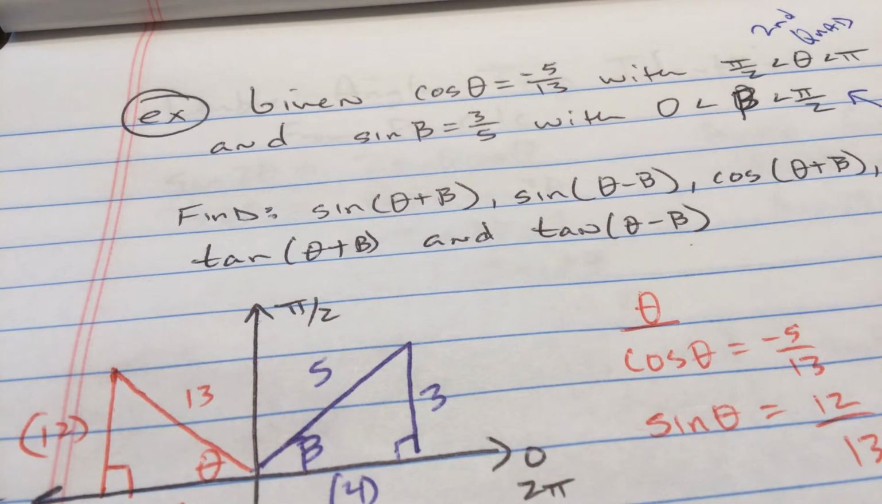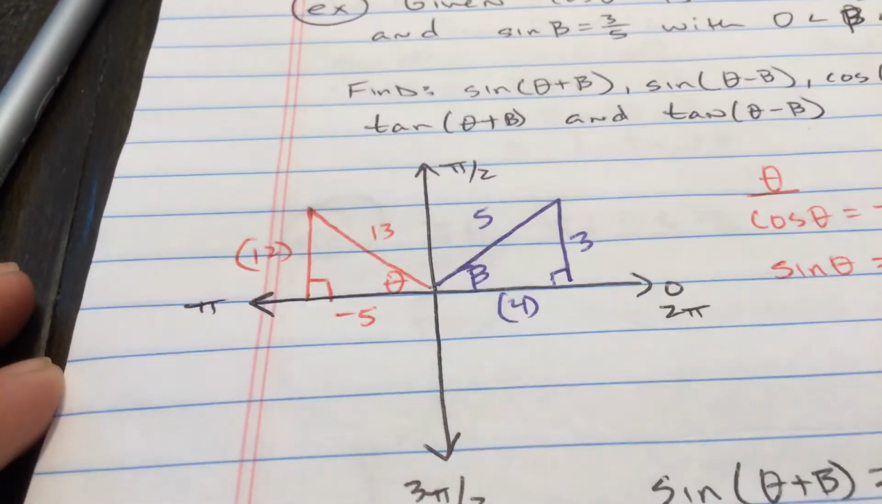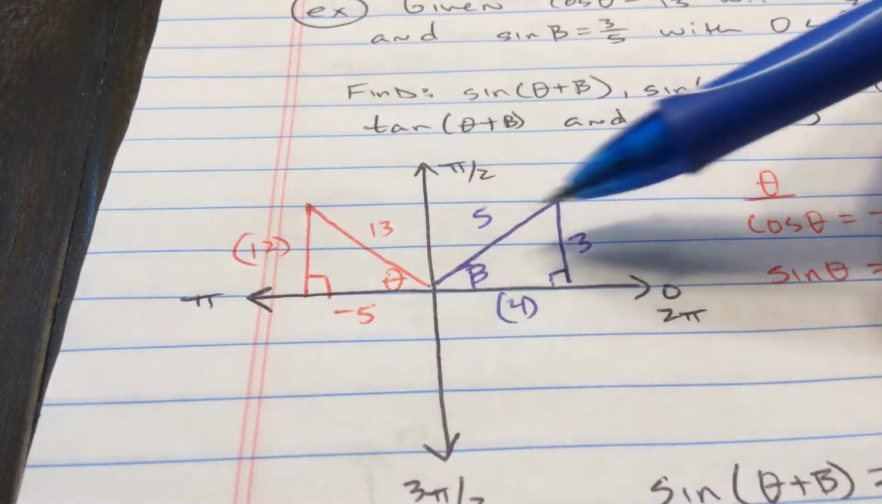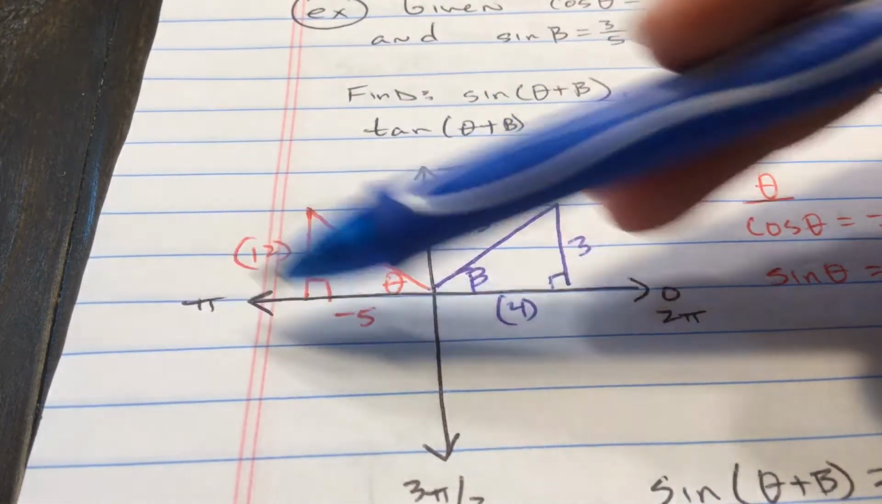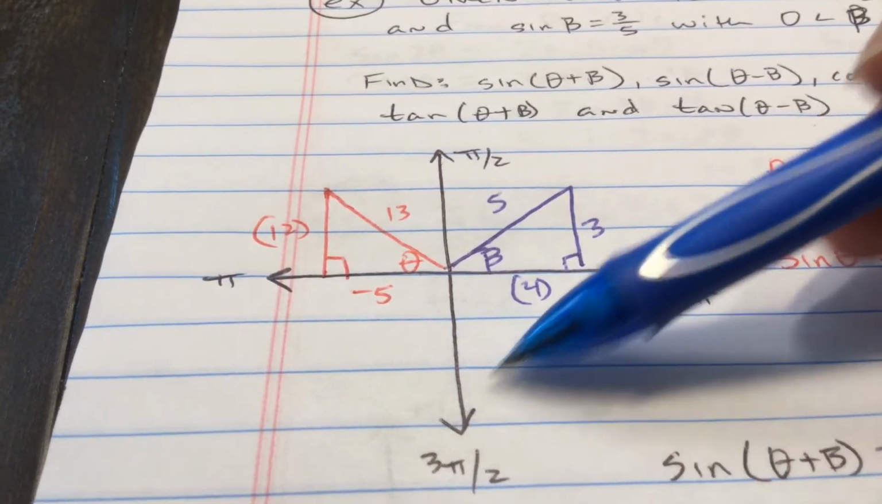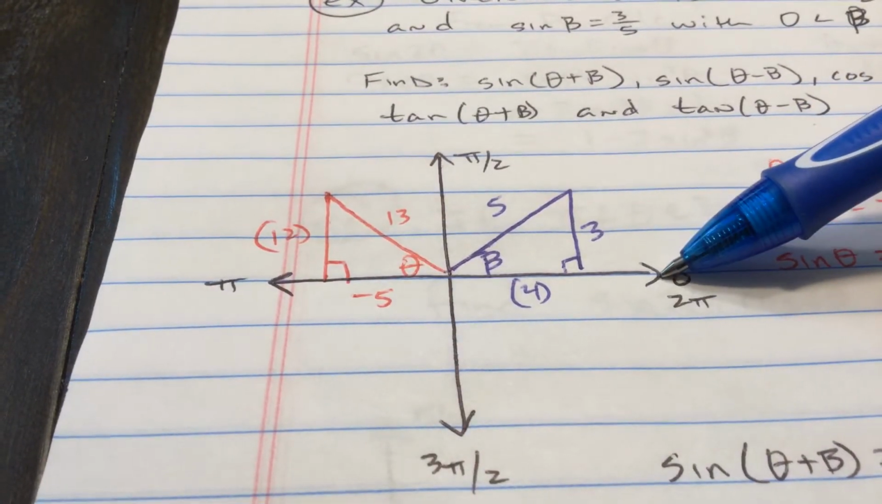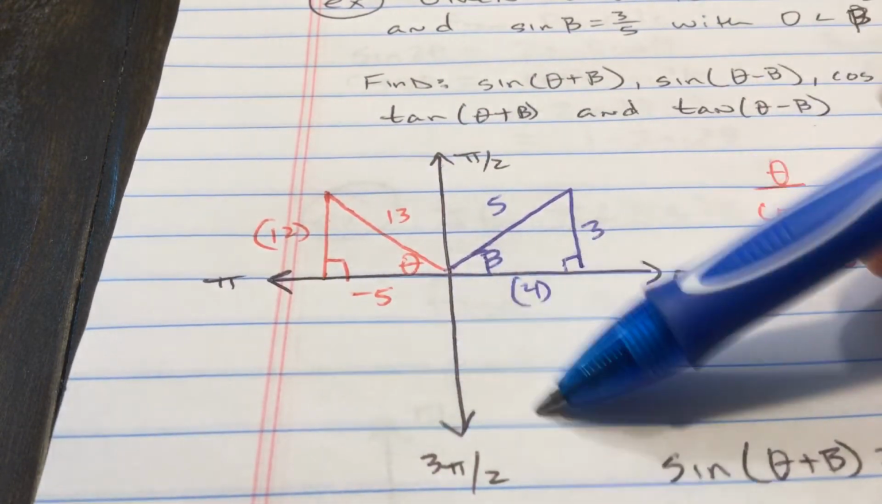All right, first thing we're going to do is look at theta. Theta is in the second quadrant. So here is my coordinate plane. Again, 0, 90 degrees or pi over 2, 180 degrees or pi, 270 degrees or 3 pi over 2, 360 degrees or 2 pi or 0. Okay, first quadrant, second quadrant, third quadrant, fourth quadrant.